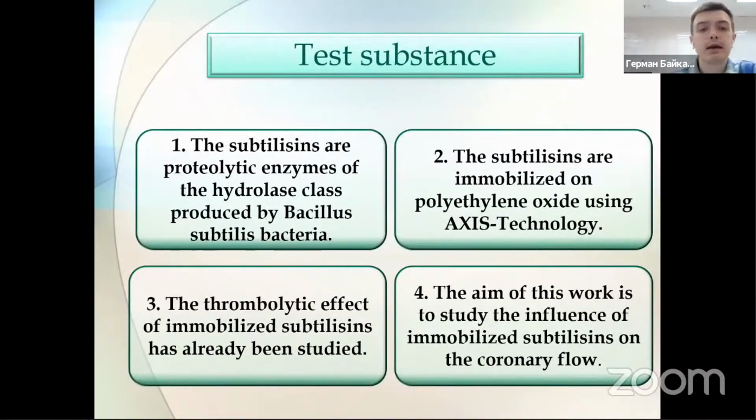Test substance. The subtilisins are proteolytic enzymes from the hydrolase class produced by Bacillus subtilis bacteria. The subtilisins are immobilized on polyethylene oxide using axis technology. The thrombolytic effect of immobilized subtilisins has already been studied. The aim of this work is to study the influence of immobilized subtilisins on the coronary flow.